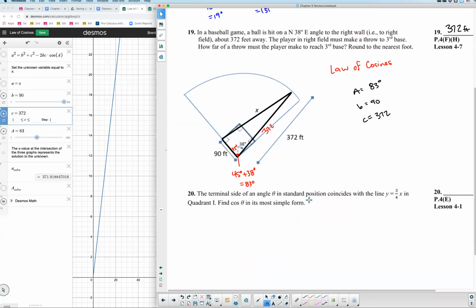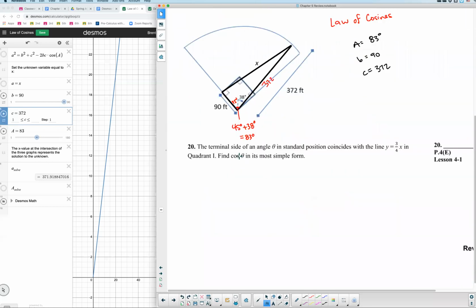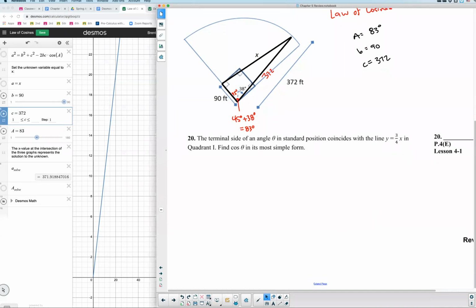All right, and last one. It says the terminal side, the ending side of an angle in standard position, coincides with the line y equals 3/4 x in quadrant 1. Okay, so we have x and y axes, and the terminal side of an angle coincides with the line y equals 3/4 x. Now, if you remember, y equals 3/4 is a rise over run. That's saying it goes up 3 every 4.